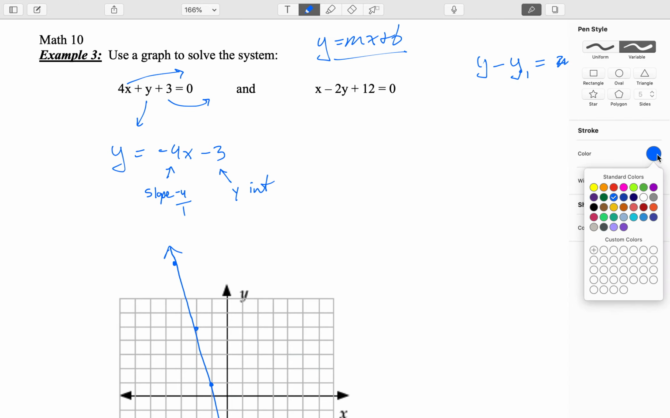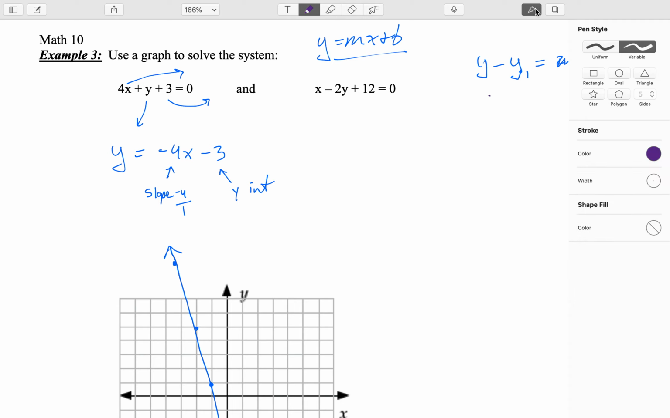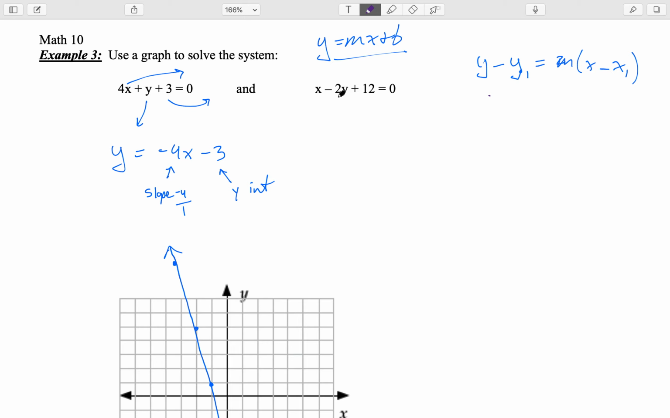Oh, how about we do this one in a different color? We'll do this one in, not red. Red stands out too much. How about purple? Okay, there we go. Let's do purple. Same thing. It's easiest if I isolate y, so let's move this over and move that over.